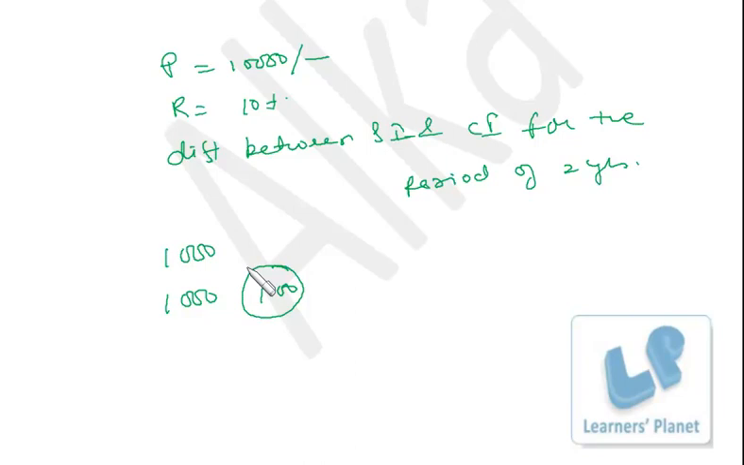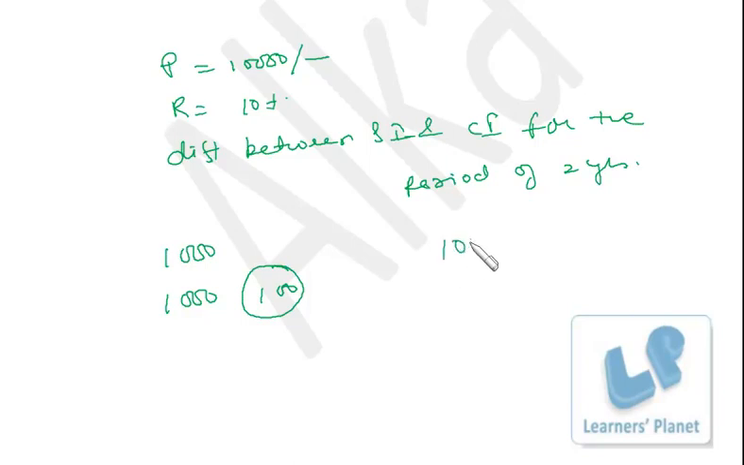A good number of students ask, what is the formula for this, for 2 years, for 3 years? So you don't need any formula for this. You must just know that interest on interest is compound interest. Now the same question, if we extend it to 3 years, even then you don't need a formula.